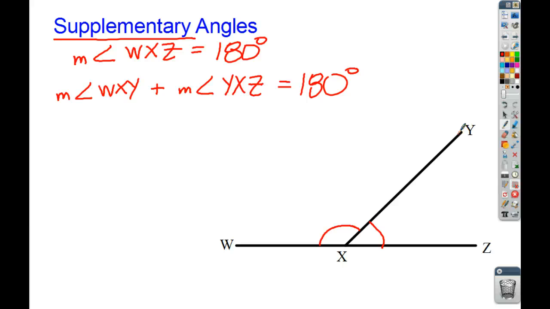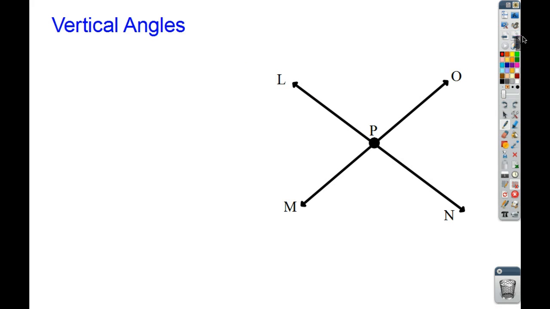So make sure you have a definition for supplementary angles, make sure you have one for complementary angles, what they mean, and a nice picture of it, okay? All right. Finally, let's talk about this idea of vertical angles.